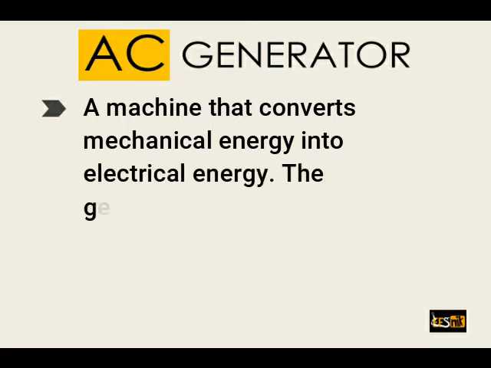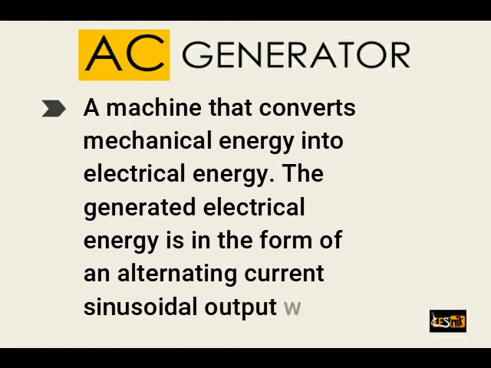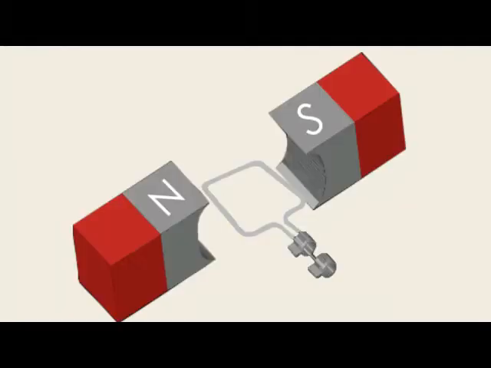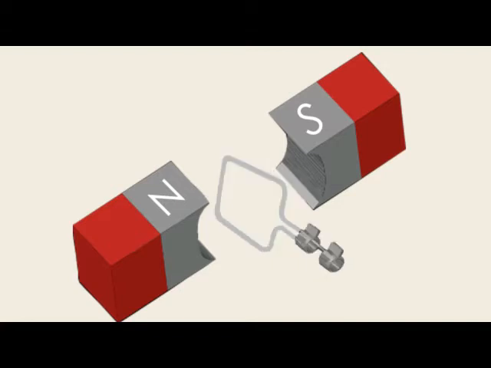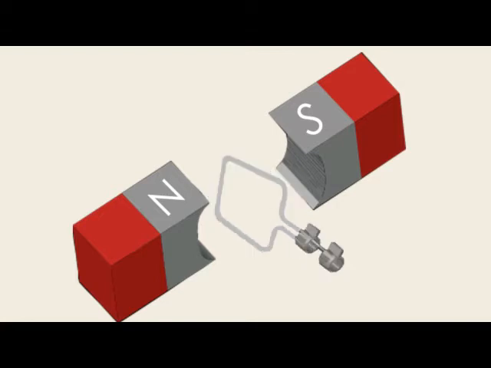An AC generator, also known as an alternator, is a machine that converts mechanical energy into electrical energy. The generated electrical energy is in the form of alternating current, with a sinusoidal output waveform. An elementary AC generator consists of a wire loop placed so that it can be rotated in a stationary magnetic field. This will produce an induced EMF in the loop. A sliding contact or brushes connect the loop to an external circuit load in order to pick up the induced EMF.